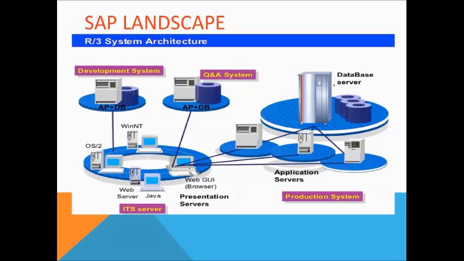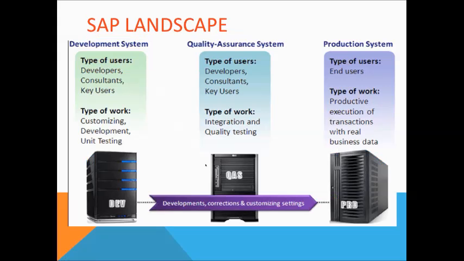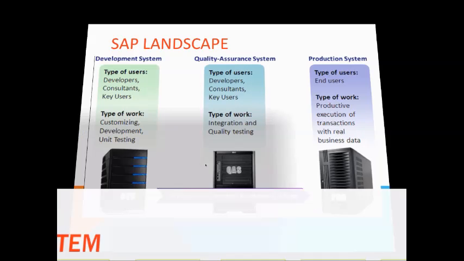So these three kinds of systems we have in pretty much every environment, and some companies have more. Within the development system they have other clients, and within the quality system they have 2-3 other clients for training, staging, and cutover activities. Every company has one production client. In the other systems, developers, consultants, and key users normally work, and in production only stakeholders use the environment. So no developers and no consultants use the live production environment. Only the stakeholders use it.